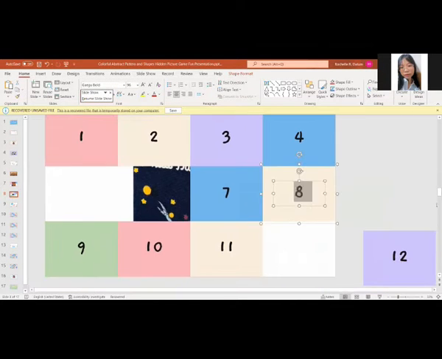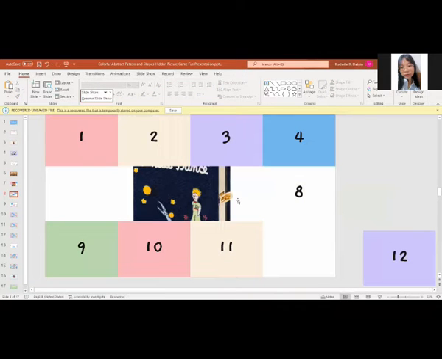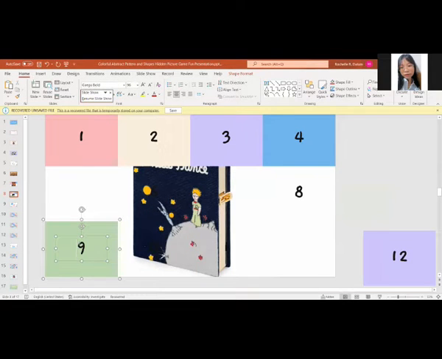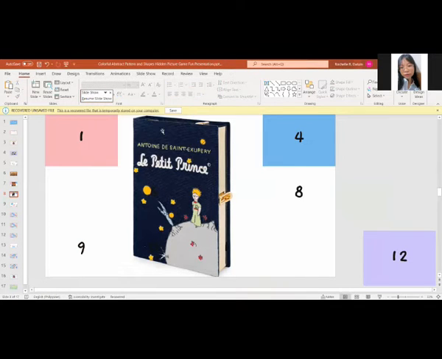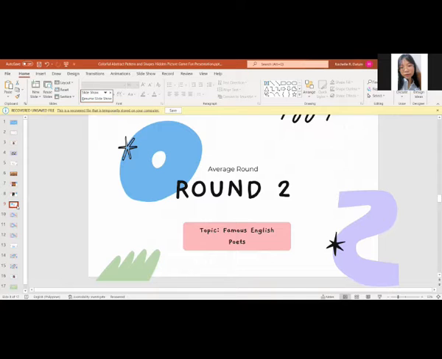Do you have any guesses? Just raise your hand if you have an answer. What is this, Nash? Very good. Le Petit Prince, or The Little Prince. For round 1, we have Nash as our top scorer. Then let's proceed to round 2, which is the average round.